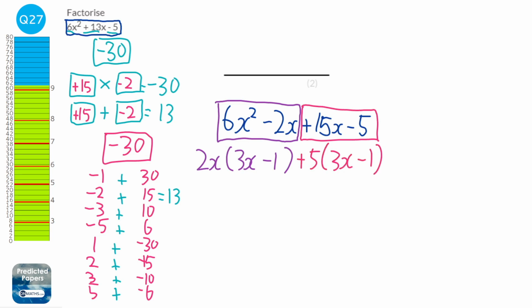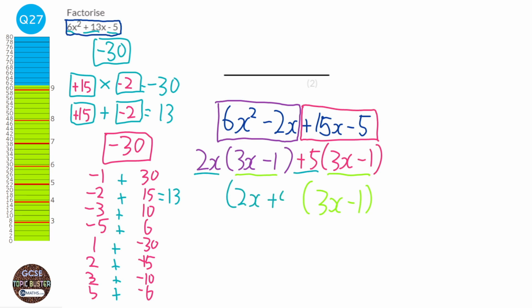Okay, these two brackets, it's not a coincidence they're the same. They have to be the same, and we just write them once. They are one of our brackets. If they're not the same, it means you've made a mistake somewhere. And we get the 2x and the plus 5 together. So 2x plus 5, we put them together. So in total, we have the first bracket, which is 2x plus 5, and the second bracket, which is 3x minus 1. And actually, the brackets can be either way around.